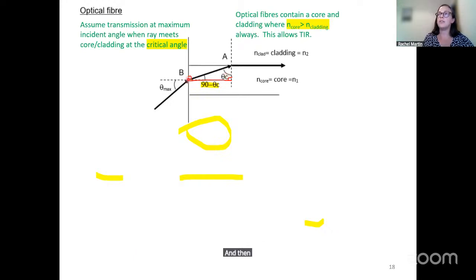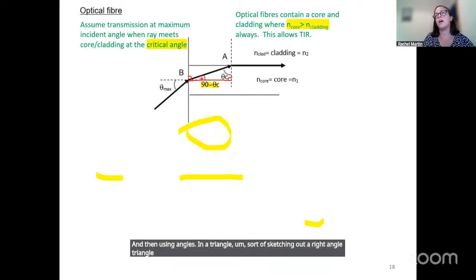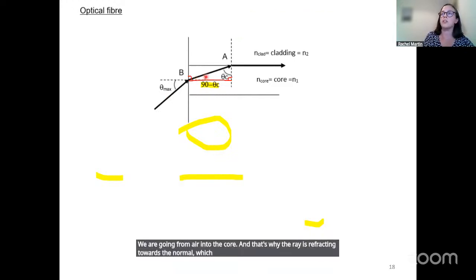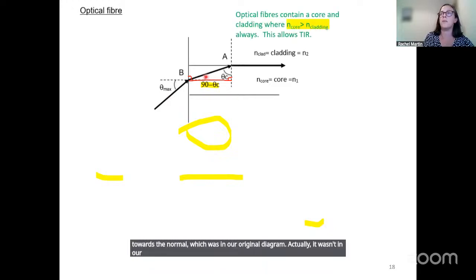And then using angles in a triangle, sketching out a right angle triangle, is also helpful to show this angle of refraction, so that is where I've got refraction. There's a lot going on here. At point B, we are going from air into the core, and that's why the ray is refracting towards the normal, which wasn't in our original diagram. I'm adding this on.